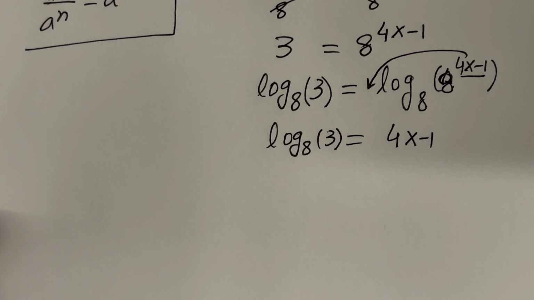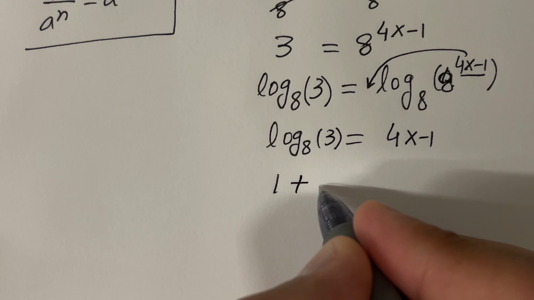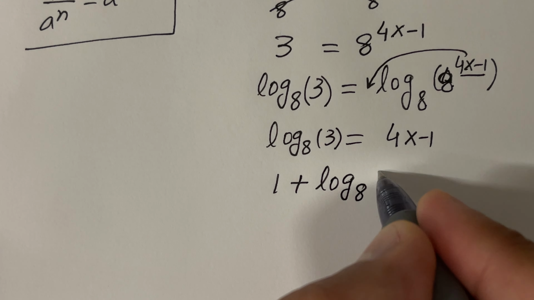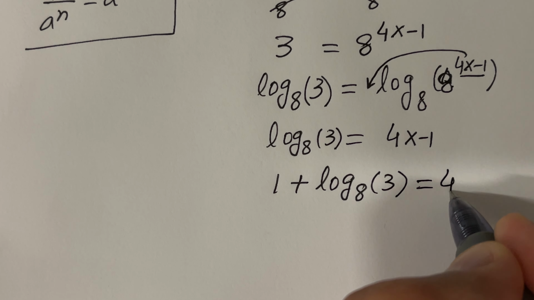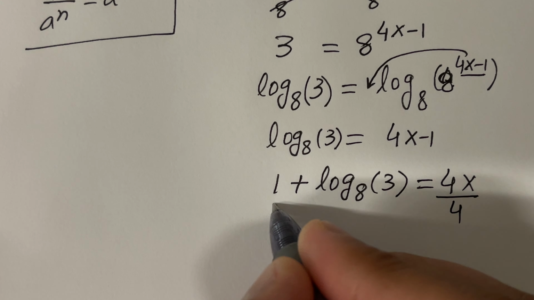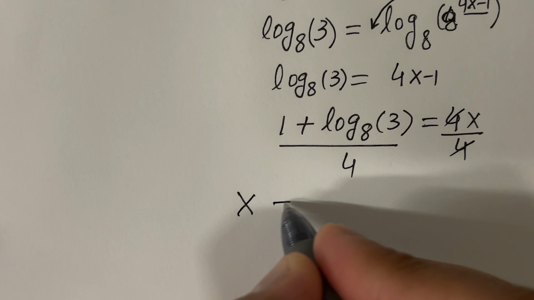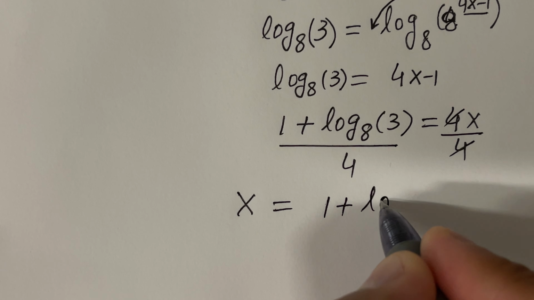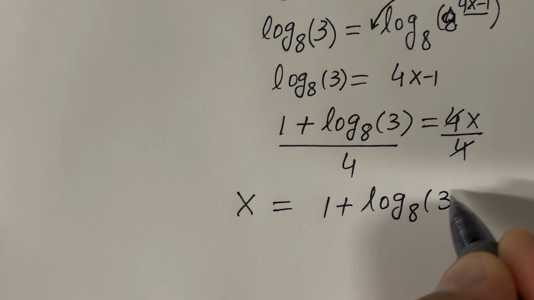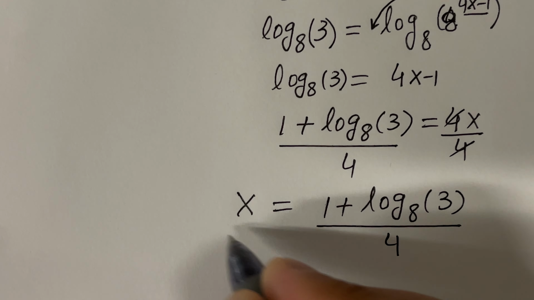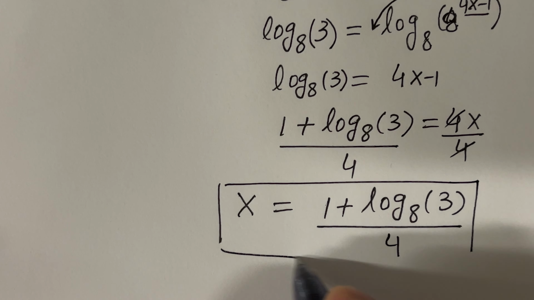If you add 1 on both sides, then you will have 1 plus log base 8 of 3 equal to 4x. Divide by 4 on both sides, then you will have x equal to 1 plus log base 8 of 3 divided by 4. This is the answer.